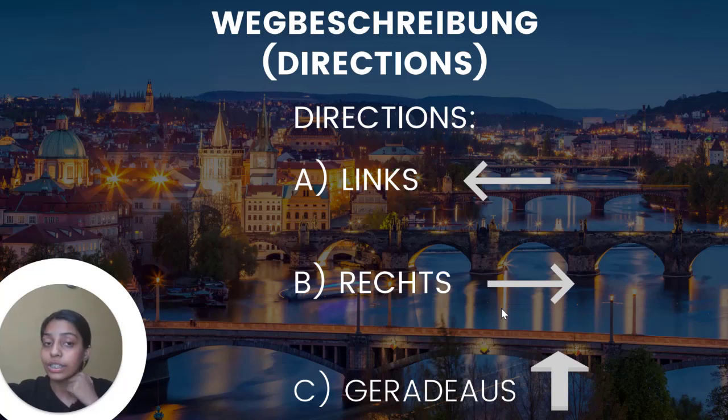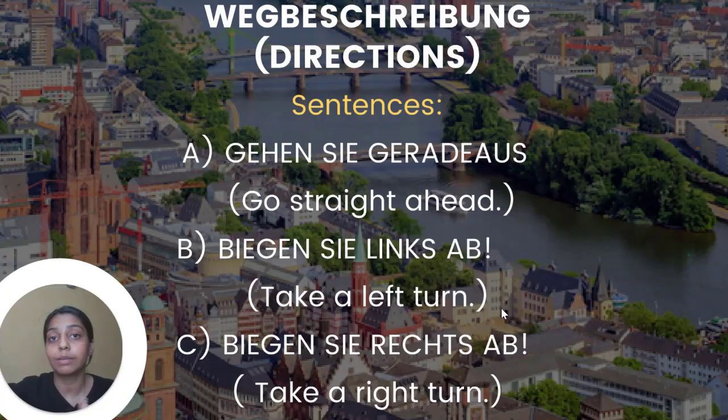Now we'll also see some example statements that we can make from these. So some sentences that we can use to tell a person the directions are as follows. The first and the easiest sentence that we have is Gehen Sie geradeaus. This means go straight ahead.